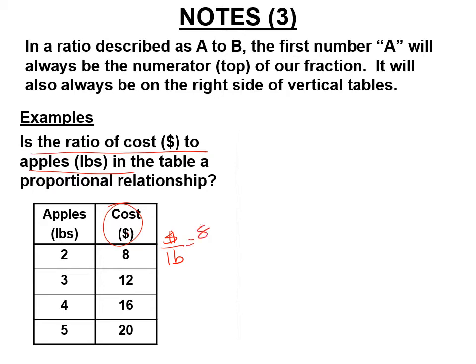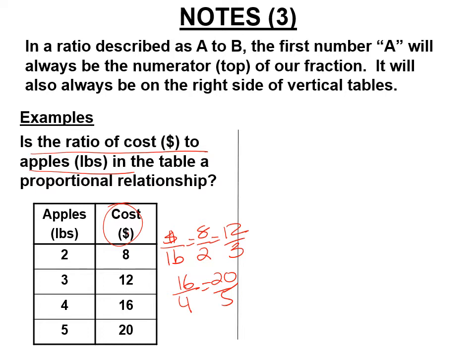So this is $8 for 2 pounds. $12 goes for 3 pounds. $16 goes for 4 pounds. And $20 goes for 5 pounds. And we have to check if those are all proportional, all equal. If any one of the four is not equal to the other three, then it's a no.